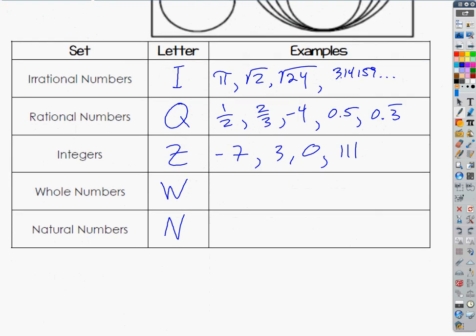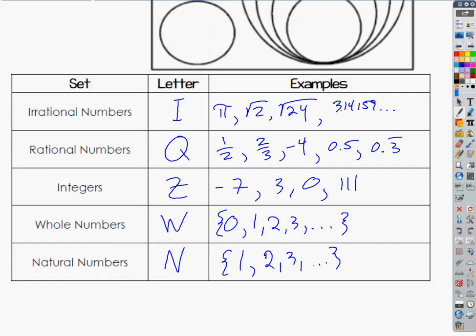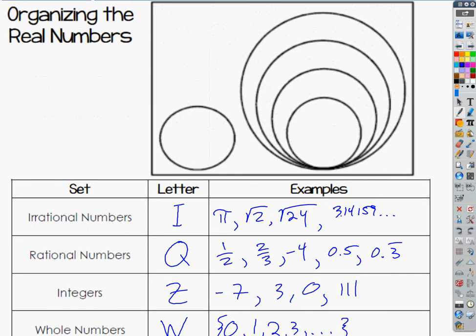Okay. Whole numbers, remember, they start at 0, and they just count up from there. Natural numbers are the counting numbers. They're just the positive integers. They start at 1, and they count up from there. So where would these go then? What do I call the whole box? If I'm going to make a Venn diagram to represent these sets, what am I calling the box?